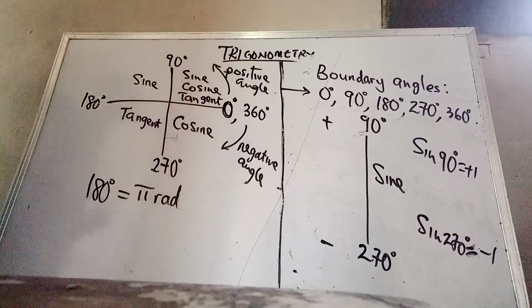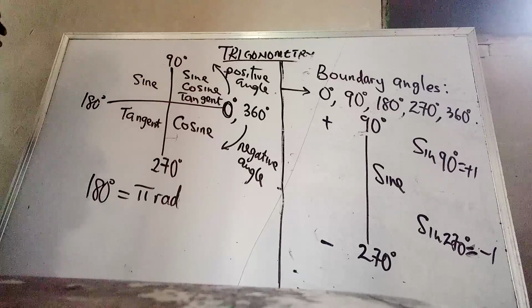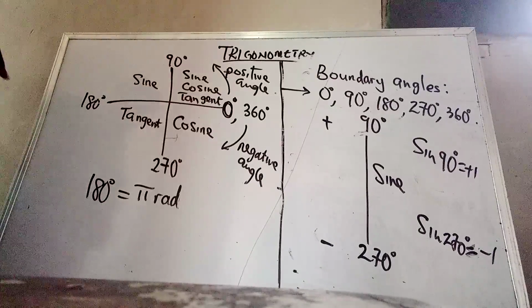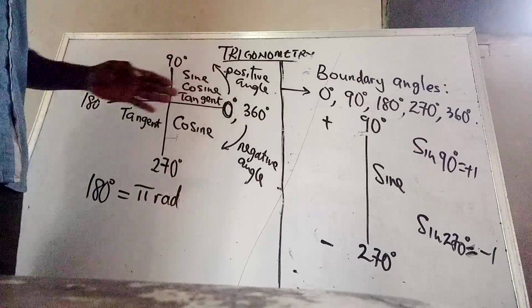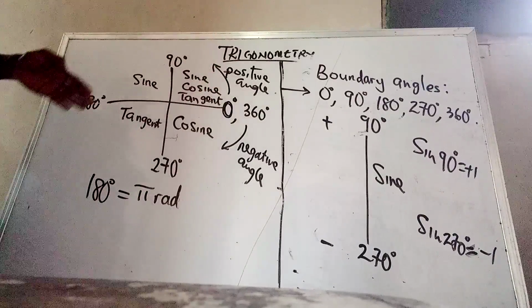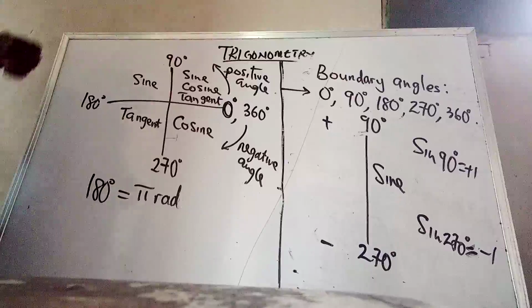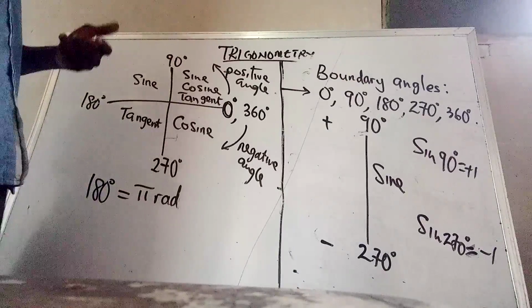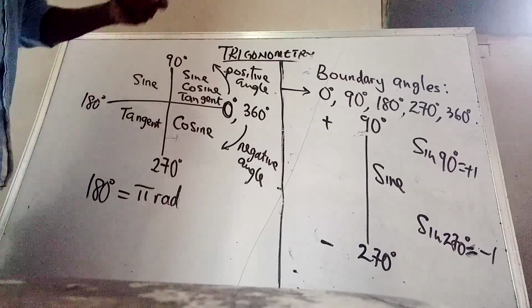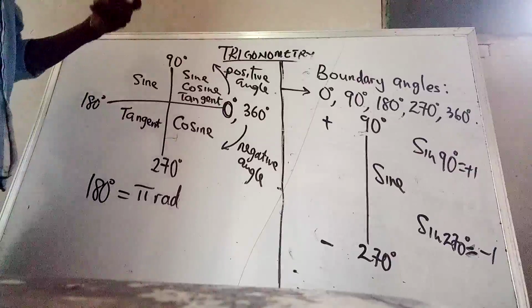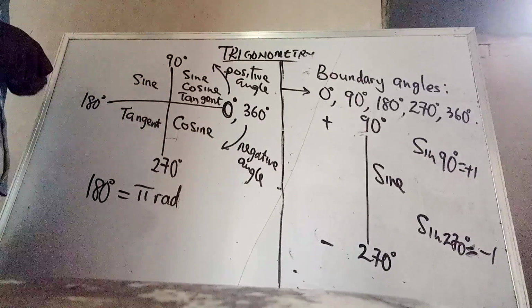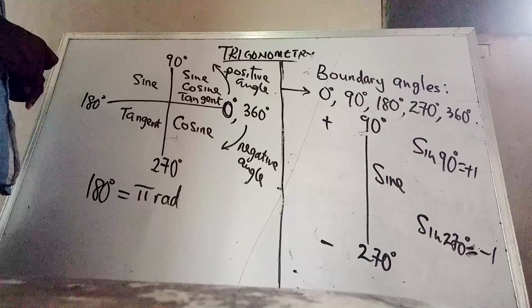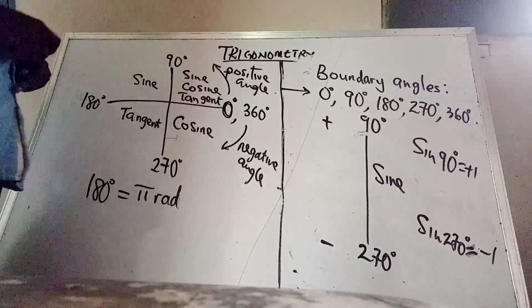So this is what I'm going to discuss in the next episode: how to convert angles in degrees to radians, and how to find the values of the trigonometric ratios of angles. So meet me in the next episode, which is going to be episode 2 on trigonometry.